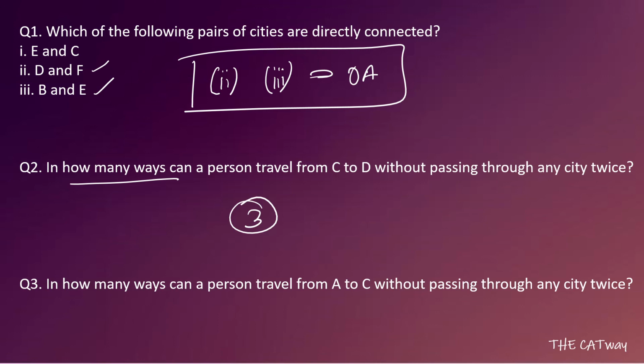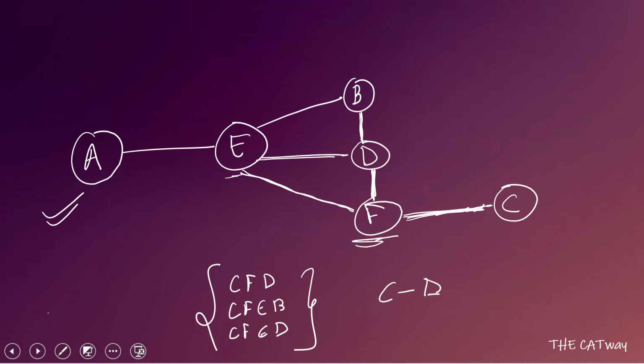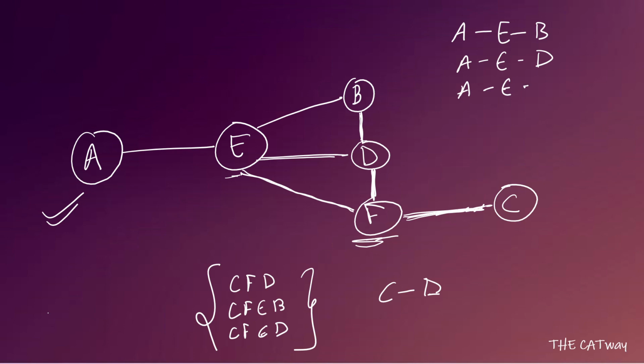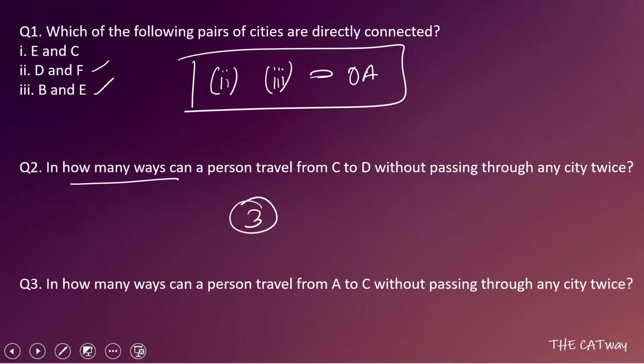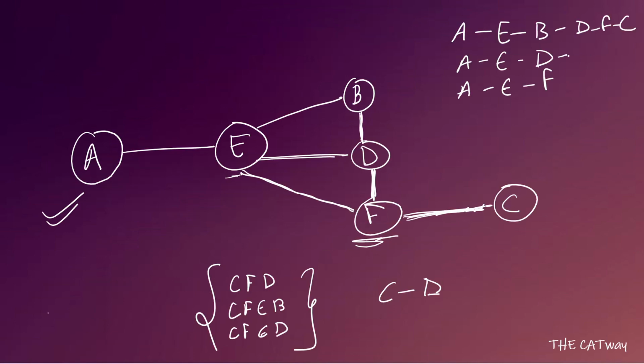Coming to the third question: in how many ways can a person travel from A to C without passing through any city twice? So we are talking about A to C. A person can go from A to E. After going from A to E, he can go to B, or D, or F. From B he can go to D, then to F, then to C. From D he can go to F and then to C, or directly from F to C. So these are the 3 cases which are possible.